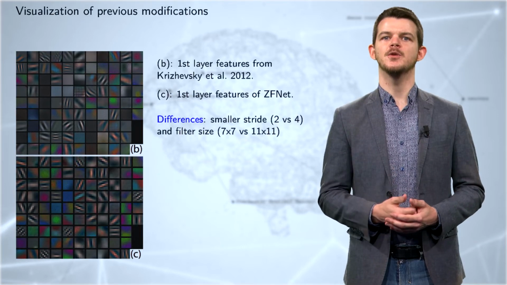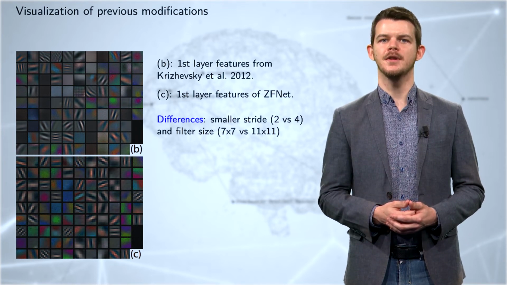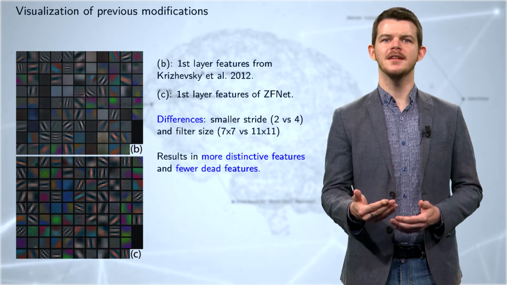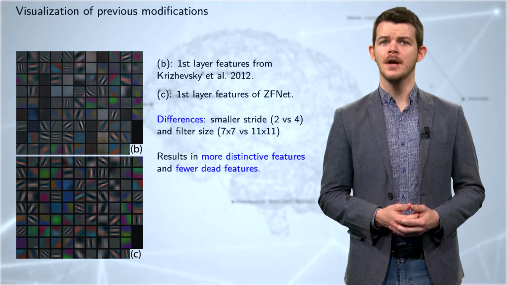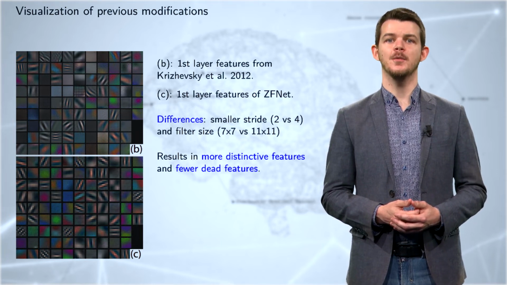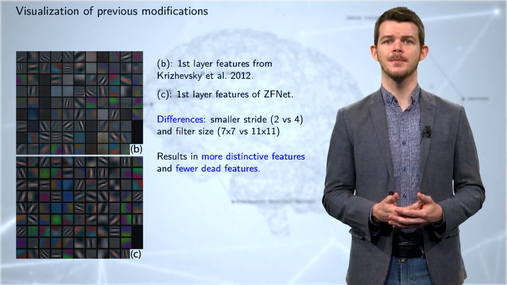There are two differences between these networks. For ZFNet, a smaller stride and a smaller filter size are used compared to AlexNet. This results in more distinctive feature maps and fewer dead feature maps. Indeed, on the top, you see that many feature maps are of the same color, which means that they are not able to recognize any specific shape.